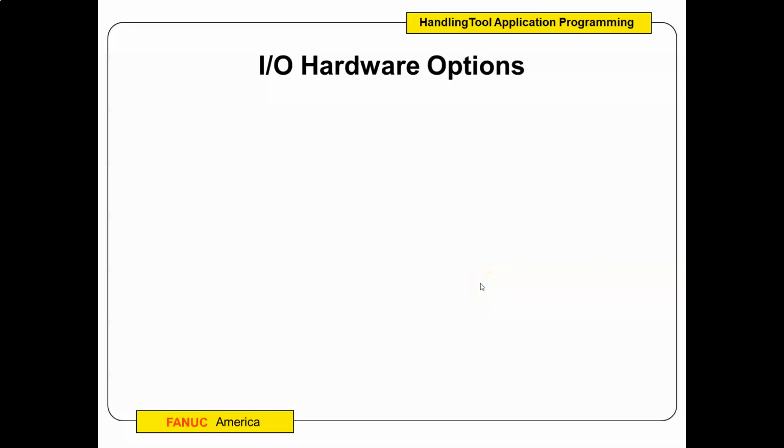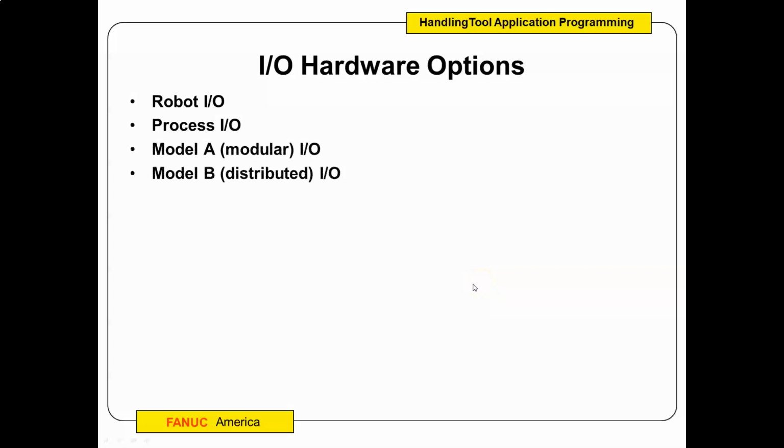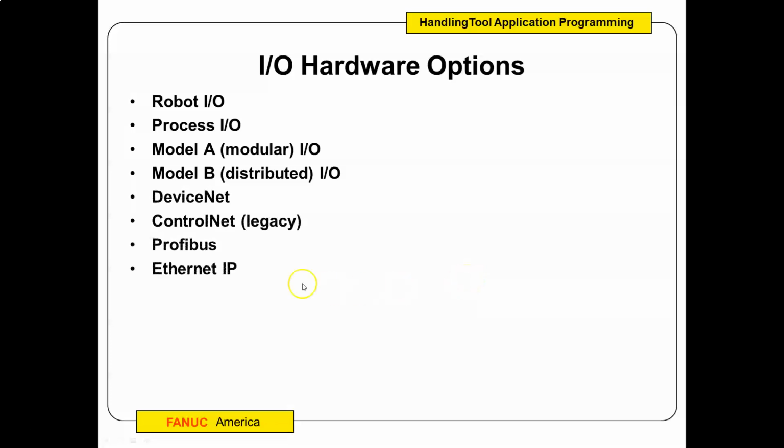Then we have I/O options. Again, you have robot I/O, process I/O, Model A modular I/O, Model B distributed I/O. You can also have networking ones through DeviceNet, ControlNet, Profibus, and Ethernet. So these are generally what you're going to use a lot of times to talk to a PLC or an overall computer controlling things. And some of these are specific to certain hardware. Ethernet's probably the more common one going now, and it's a pretty generally used one here.